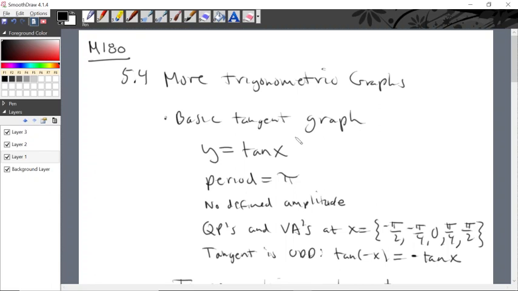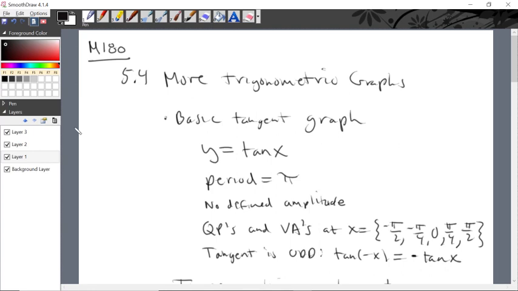For section 5.4, we'll be looking at the remaining trigonometric graphs, with most of our time spent focusing on the tangent graph and transformations of the basic tangent graph. So for the function y equals tangent of x, a note here, we're going to determine that the period of the tangent function is pi. The amplitude is not defined.